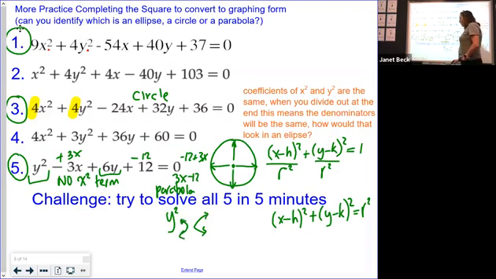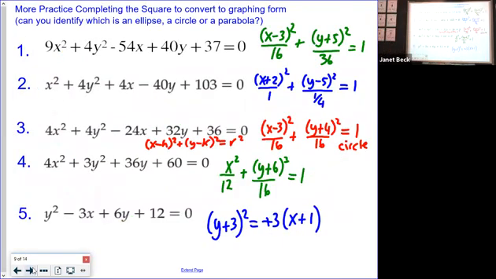Okay, so here are your answers on those ones. So this would have been a circle, number 3. You could write it as x minus 3 squared plus y plus 4 squared equals 16. Number 1 would have been a vertical ellipse. Oh, number 2 is a mean one. Look at that. This is very small. You're going up and down by the square root of a quarter.